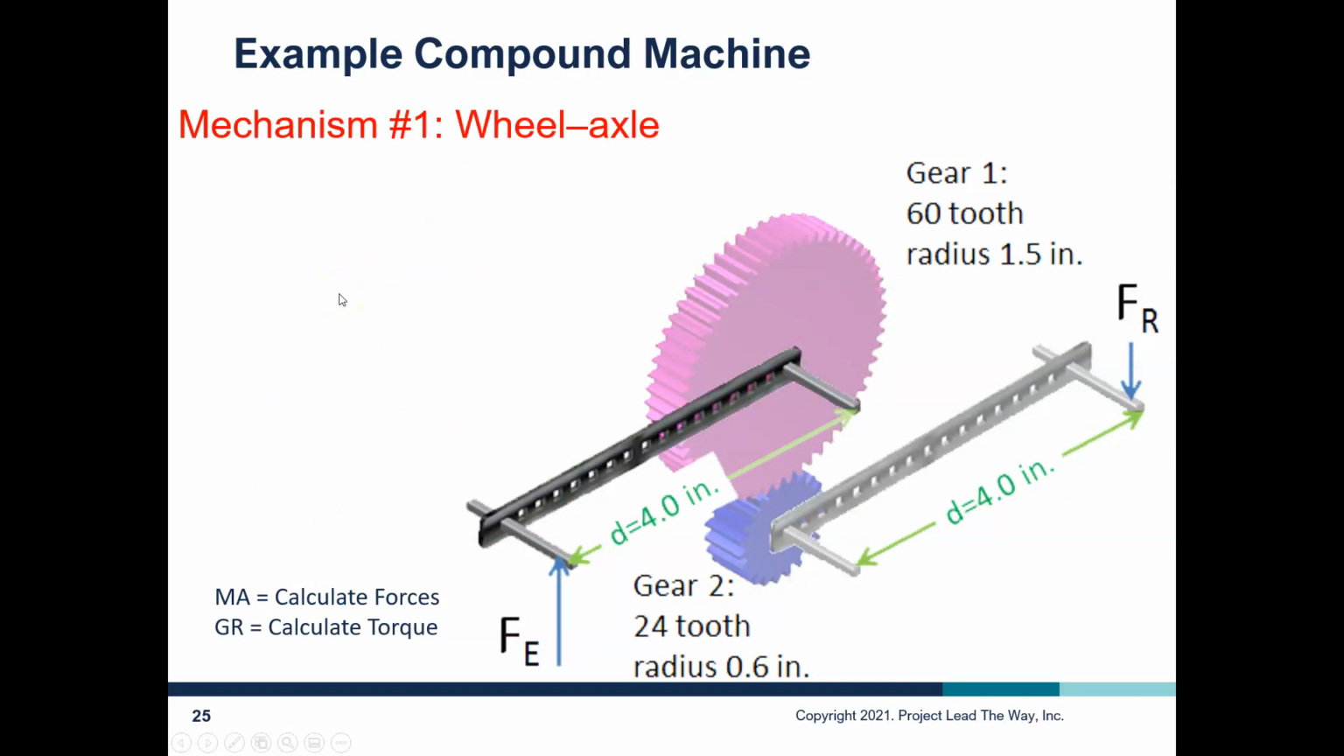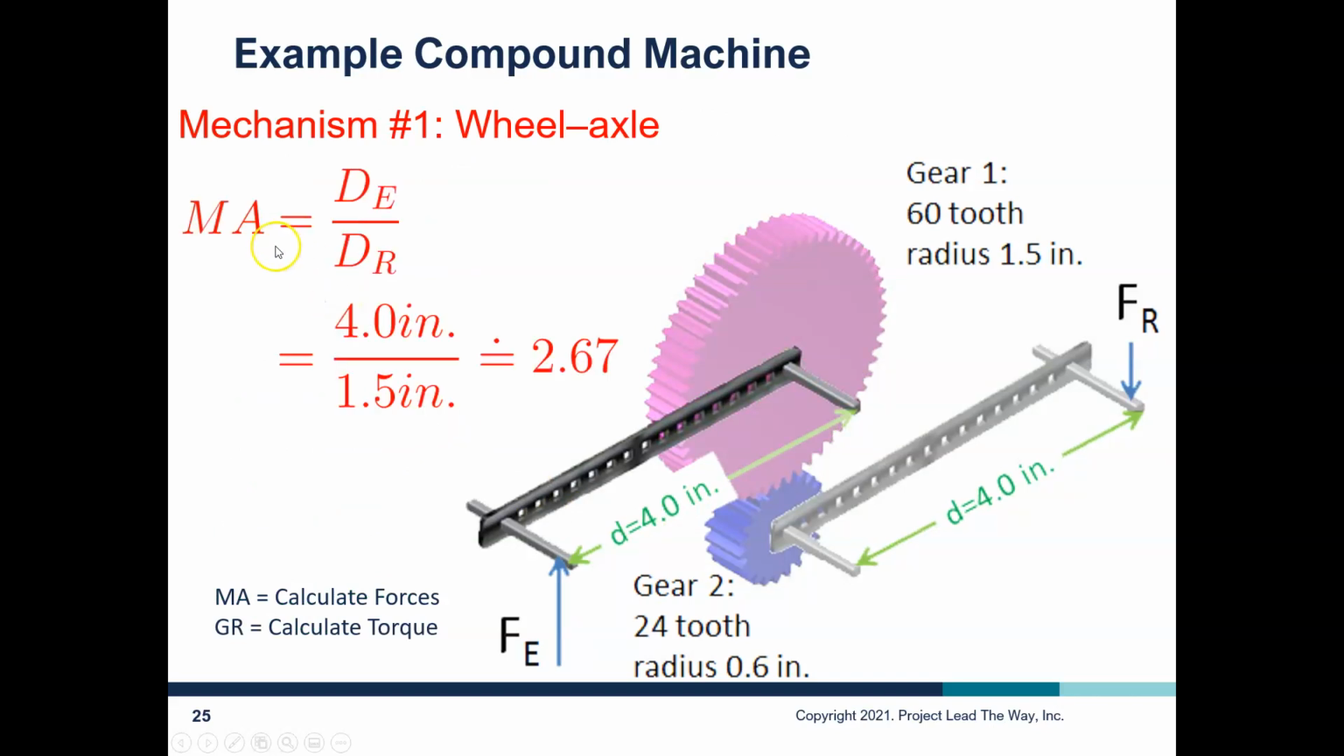So let's look at the mechanism for the wheel and axle for the first one. Our mechanical advantage is dE over dr, the distance of the effort force divided by the distance of the resistance force. We know that this arm right here, the radius, is going to be 4 inches, and we know that the radius of this gear, because this gear is what's doing the work, is also 1.5. So when we divide that out, we're left with 2.67. Remember, mechanical advantage is used to calculate forces, and gear ratios are only used to calculate torque. So here we've calculated mechanical advantage for our wheel and axle, our simple machine.